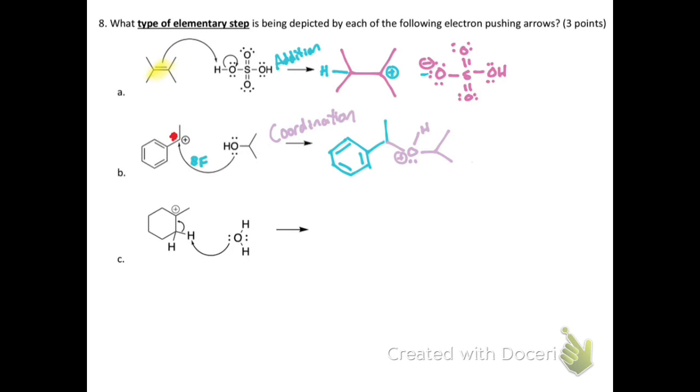Okay, and for this last one, what our products are going to look like, we actually formed a pi bond right here, and that came because of these electrons. And we formed hydronium, cool. Just looks like this. Okay, and anytime we form a pi bond, we're looking at an elimination.